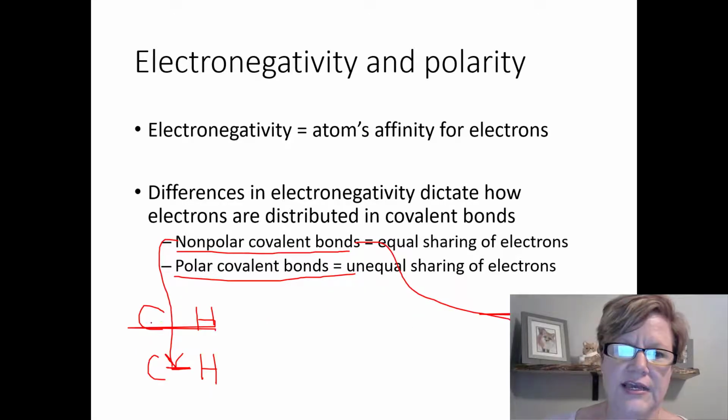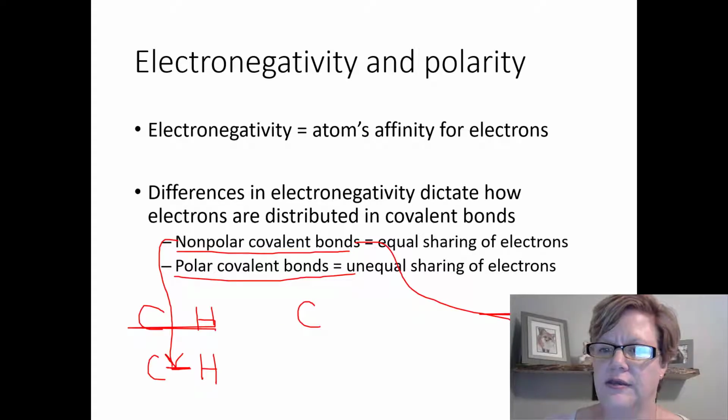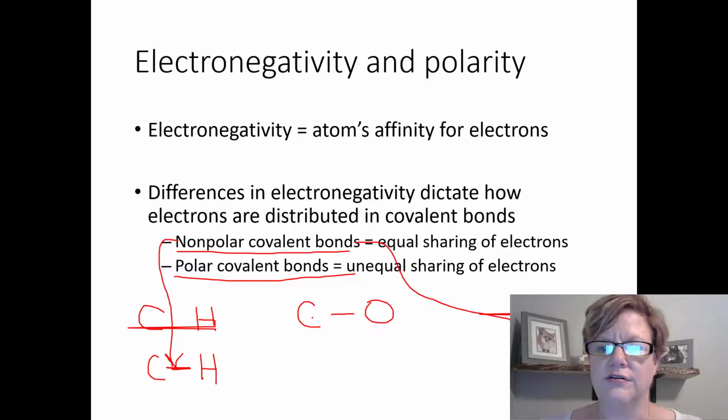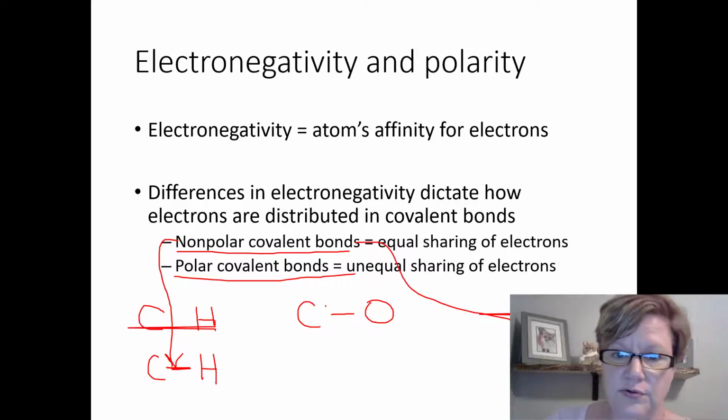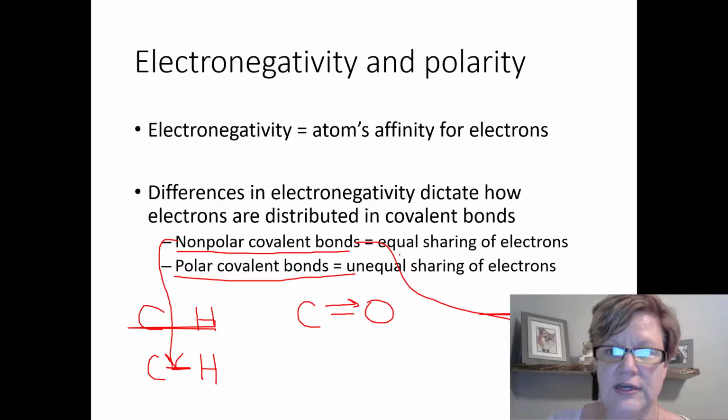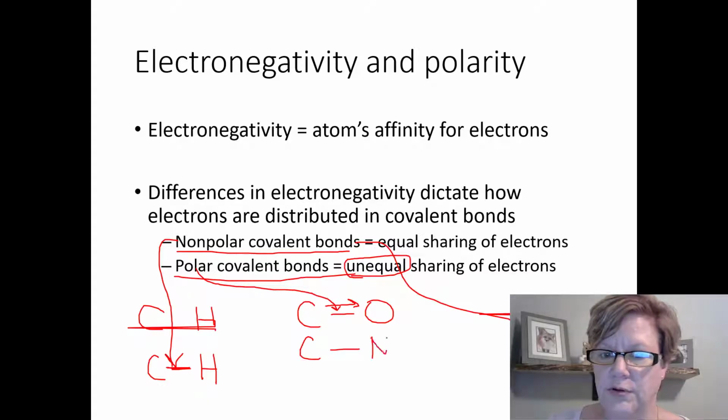But if we take either carbon or hydrogen, so let's just do carbon, and make it in a bond with oxygen, the carbon is not pulling that hard on the electrons, but the oxygen is. So the electrons will be pulled more in this direction. And that's what we call an unequal sharing of electrons. And so this would be a polar bond here. So carbon to oxygen, carbon to nitrogen, that would also be a polar bond.